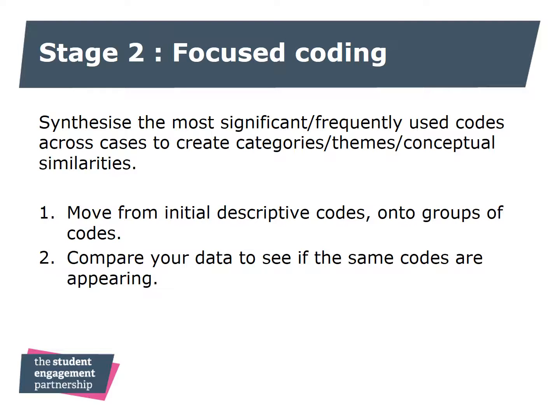At stage 2, you're starting to group your initial codes to create categories or themes, for example, feedback or personal tutors. This allows you to bring together all the comments about a particular topic to see what the main issues are through the more granular initial codes. If more than one of you is coding, make sure that you compare your data to ensure that your codes are comparable.